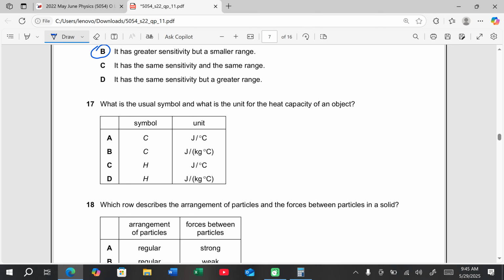What is the symbol and what is the unit of the heat capacity of an object? So the heat capacity symbol is capital C, and since it's heat capacity, it is energy per unit degree Celsius.